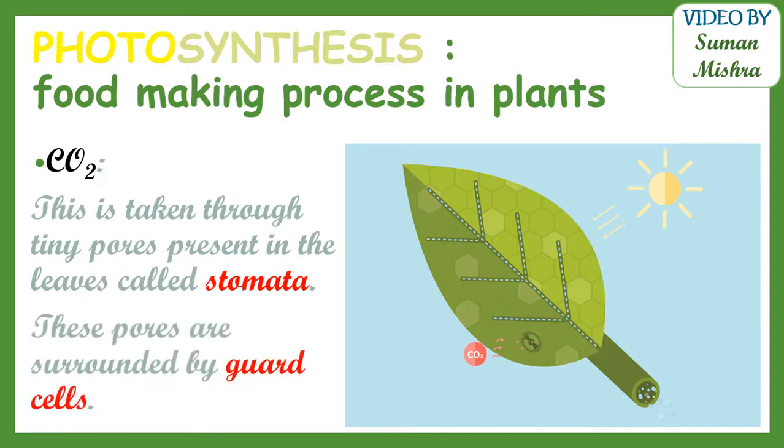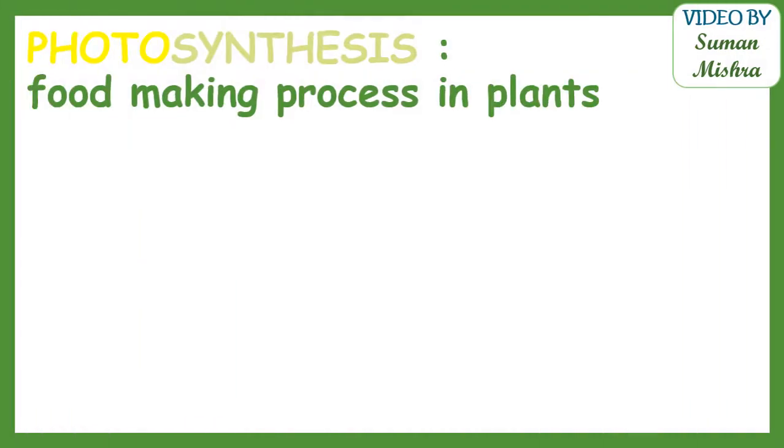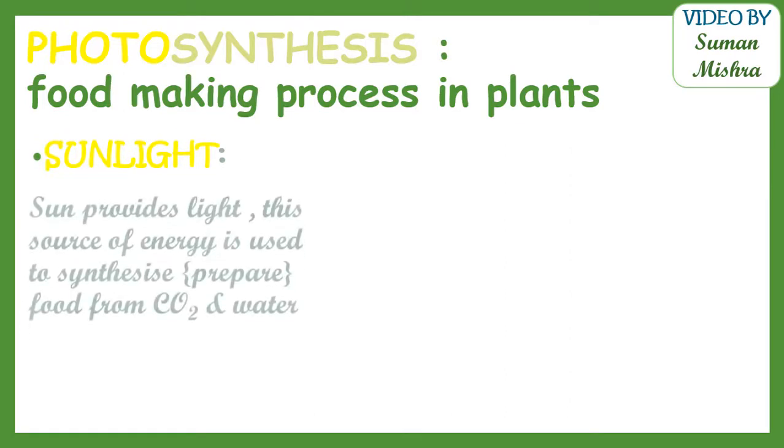cells. So these cashew shaped guard cells are there. So these guard cells open and close. When they open, the intake of CO2 takes place. When they close, the CO2 is synthesized inside to prepare the food. Okay, next one comes out is sunlight.